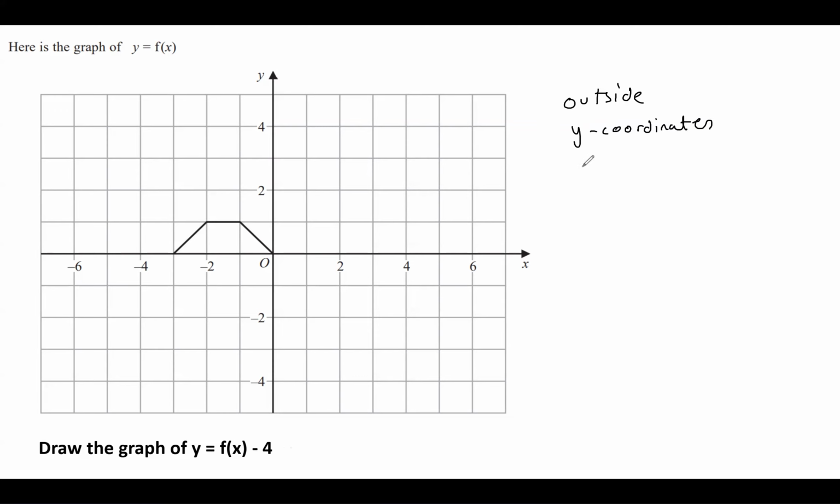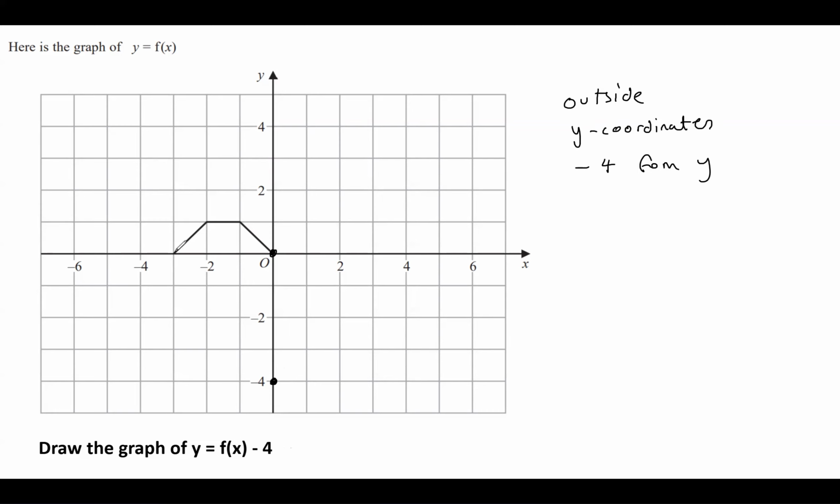And we do as it says. So we subtract 4 from y. So we can pick this point over here. Our y coordinate is currently 0. So if we subtract 4, our new y coordinate is going to be at minus 4.